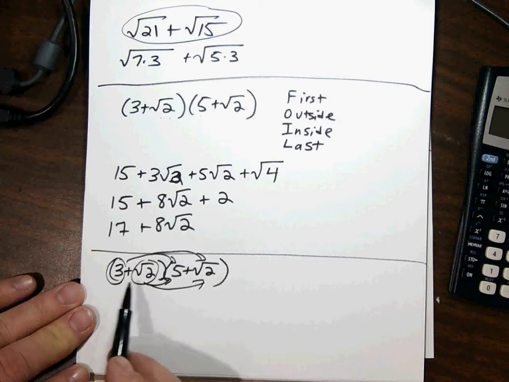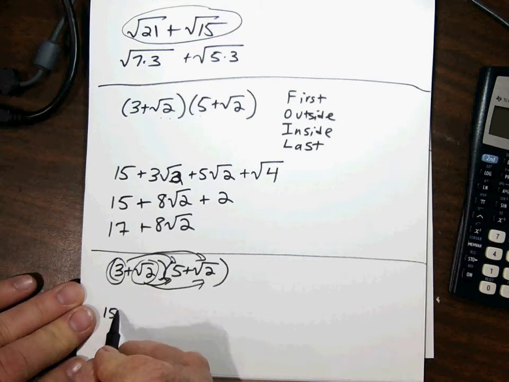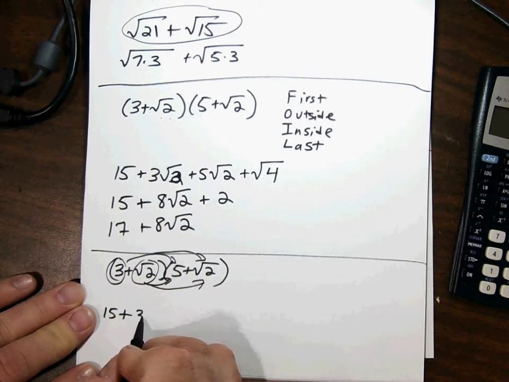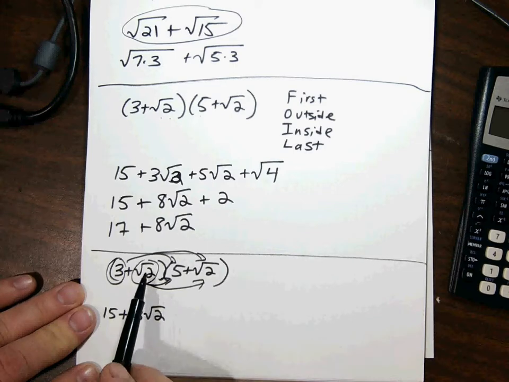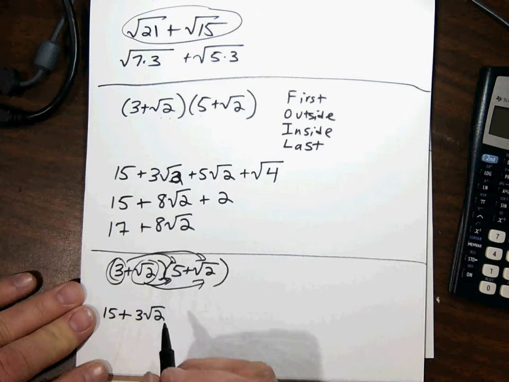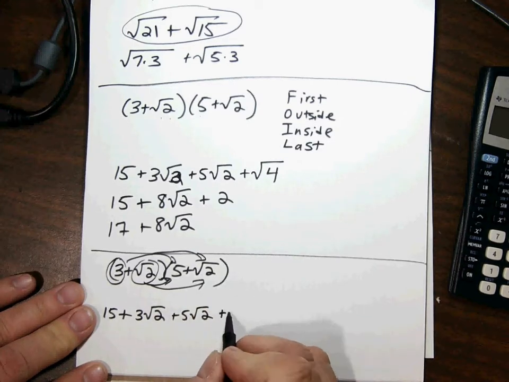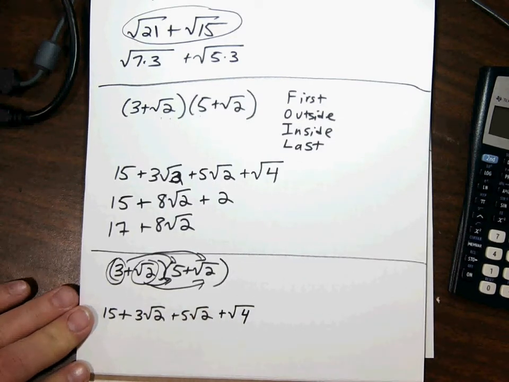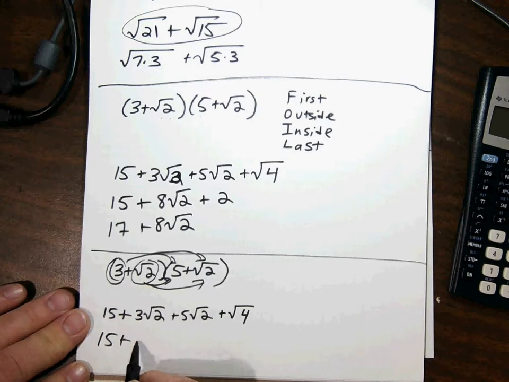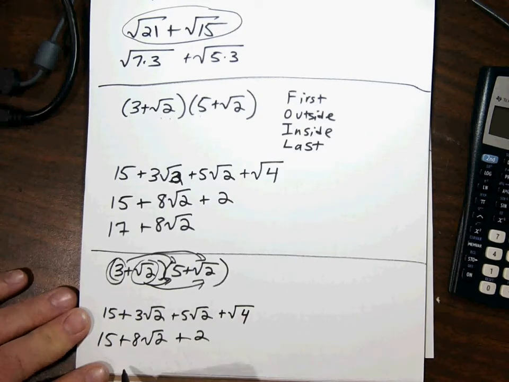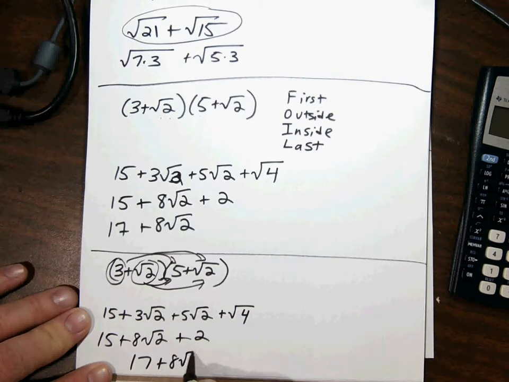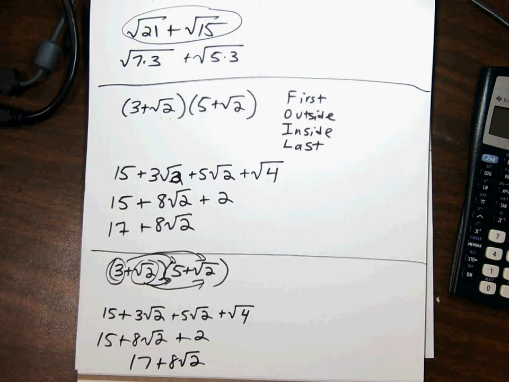That's it. 3 times 5 is 15. Plus 3 times radical 2 is 3 radical 2. Plus radical 2 times 5 is 5 radical 2. And radical 2 times radical 2 is radical 4. Okay, same thing. I'm going to combine my pieces in the middle. Square root of 4 is a nice pretty 2. And there we go.